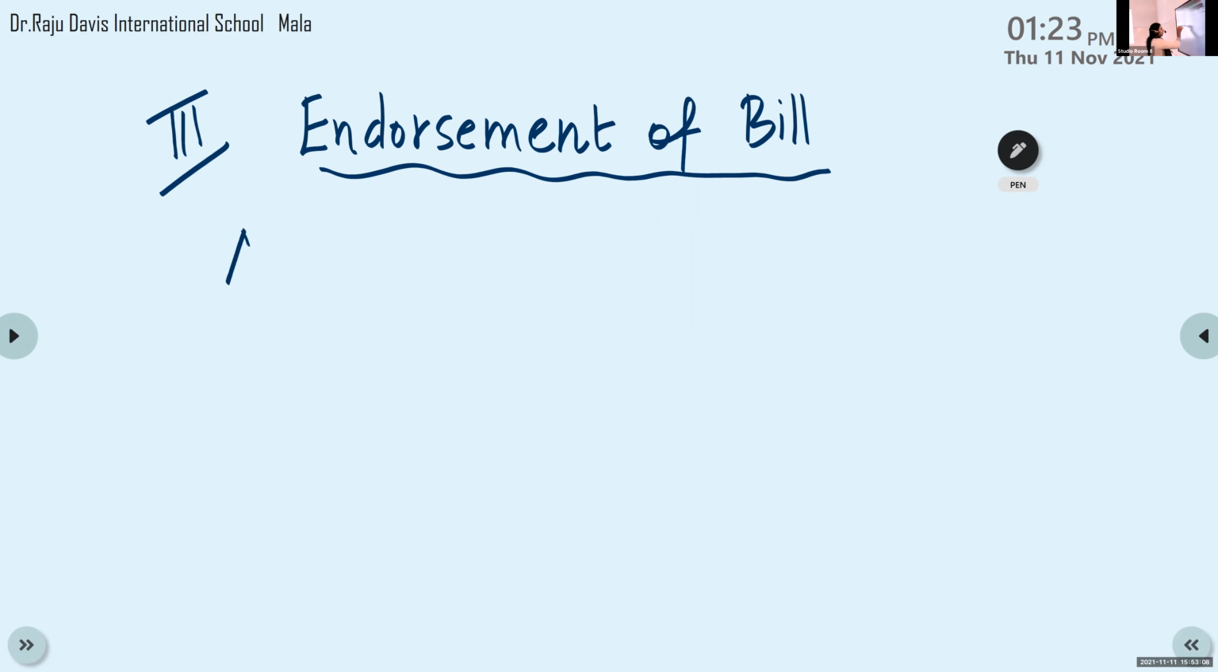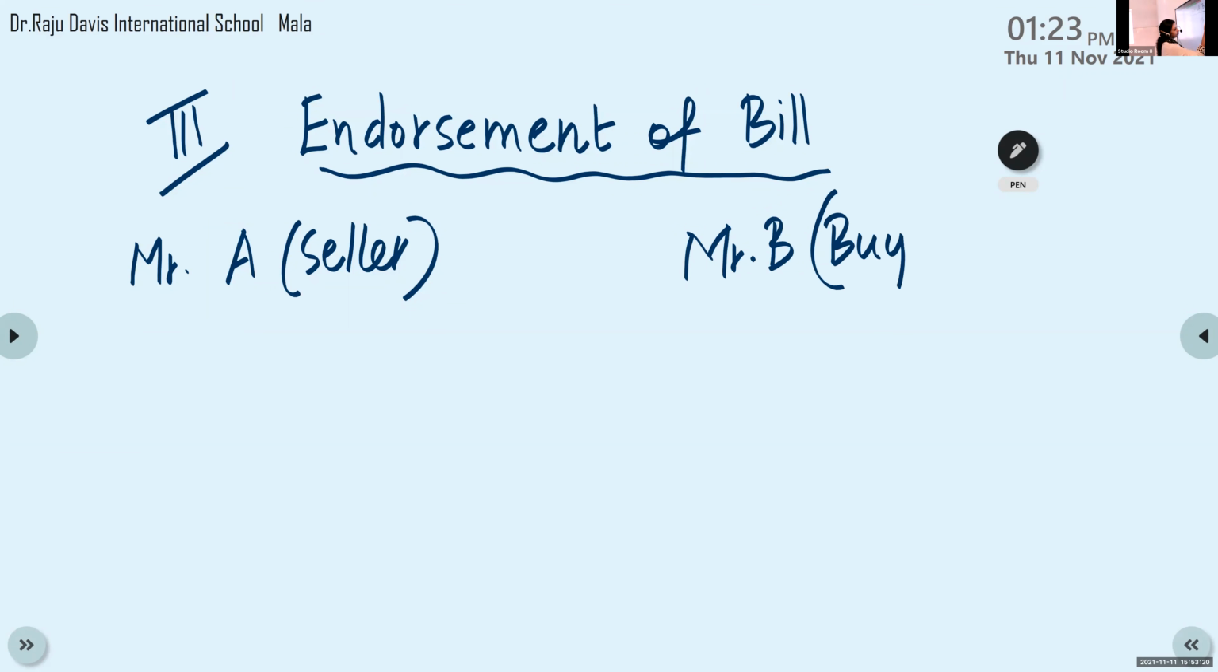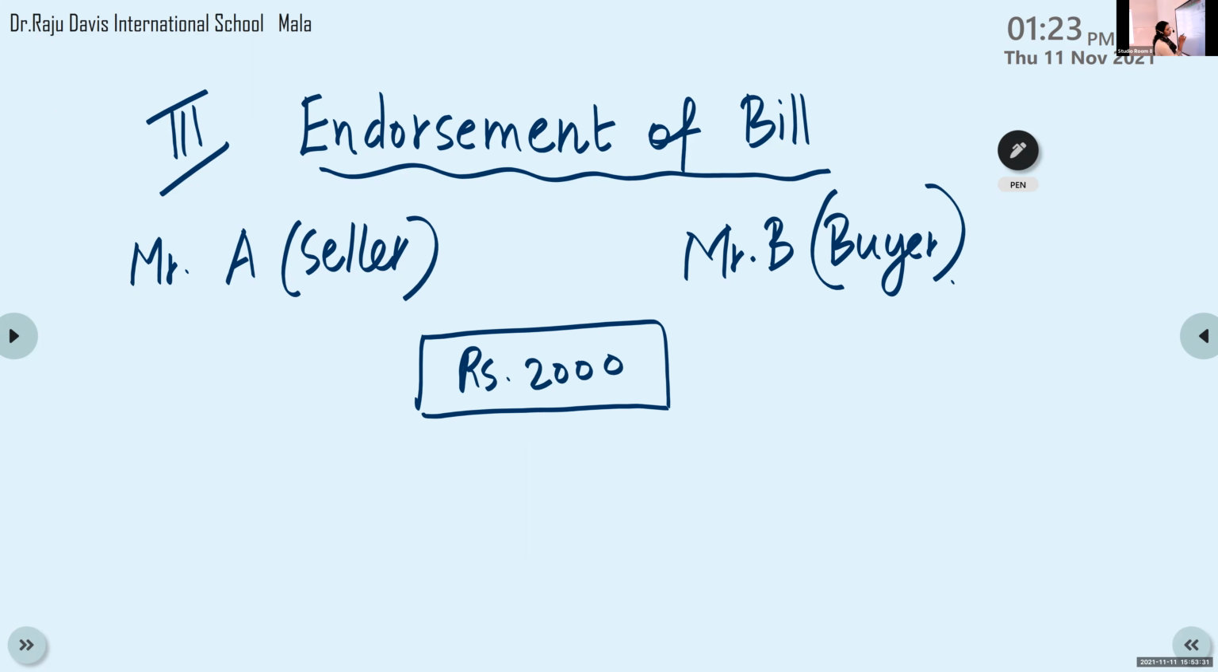And again we have Mr. A, who is the seller, Mr. B, buyer. Now in this case, A has drawn a bill of rupees 2000, and it is due on April 4th. The due date is April 4th, 2000. So on April 4th, A will be getting money from B. Correct? That is the case.